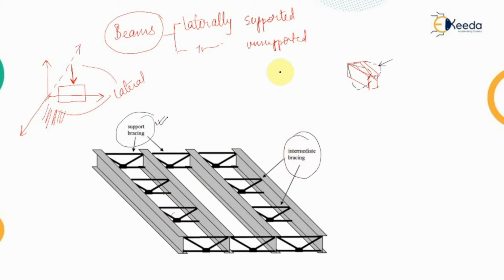So based upon the type of support which is provided, or whether it is provided or not, beams are classified into laterally supported beams and laterally unsupported beams. Now one by one we will discuss the design methodology of both of them, starting with the laterally supported beams.